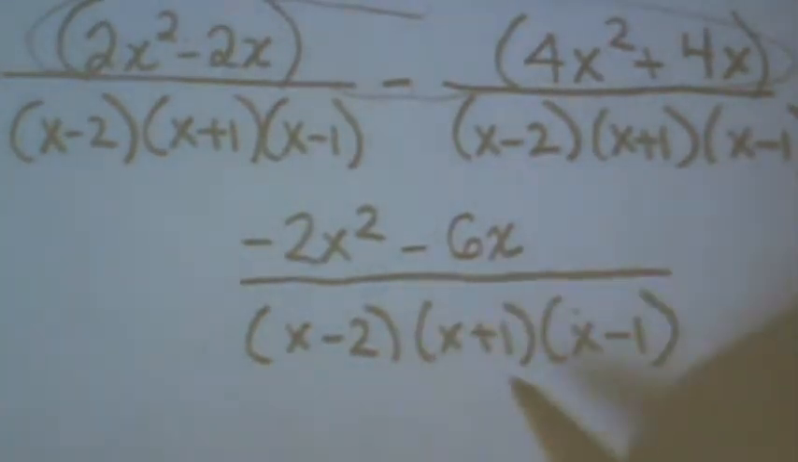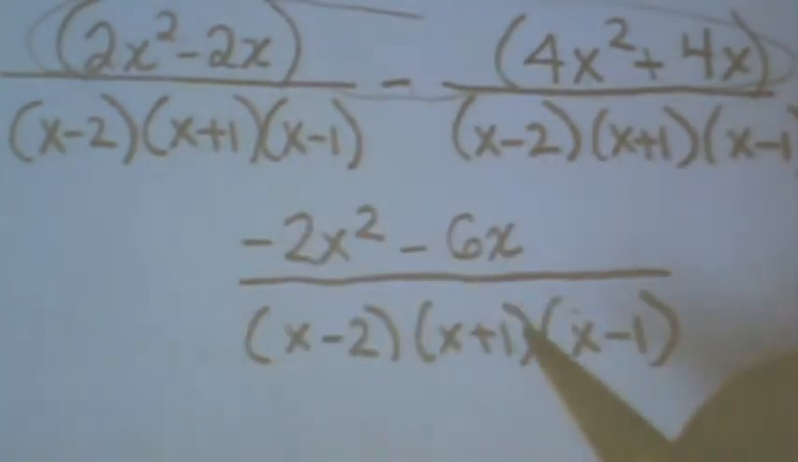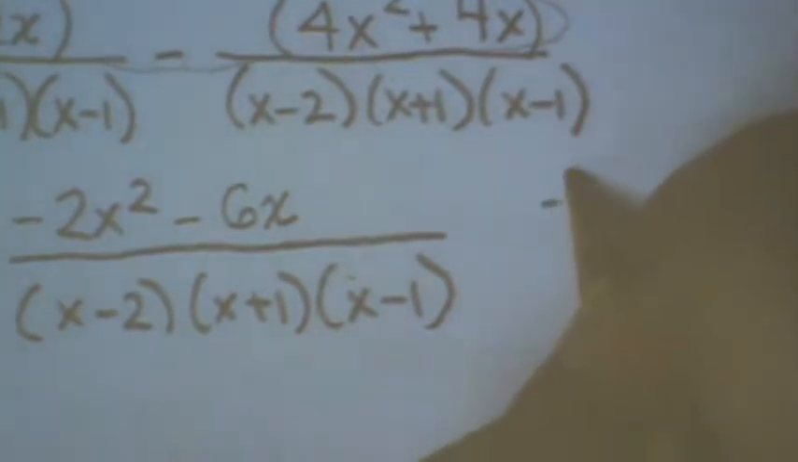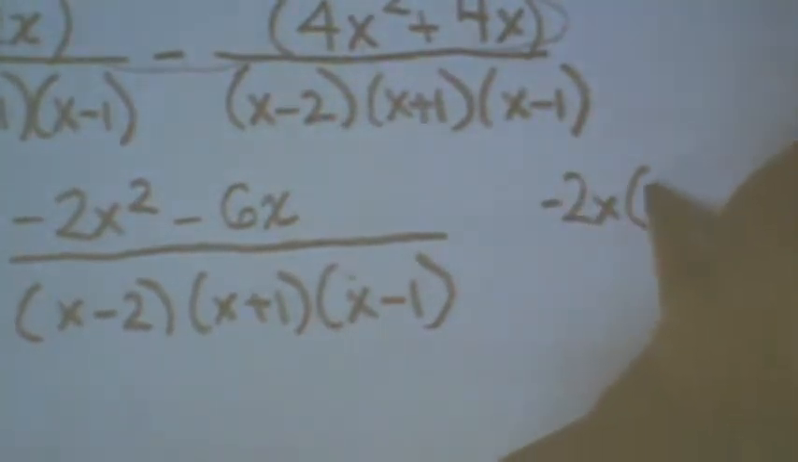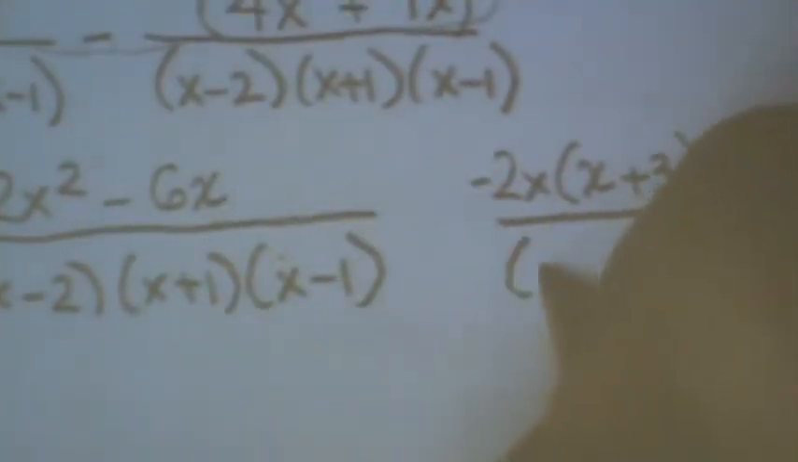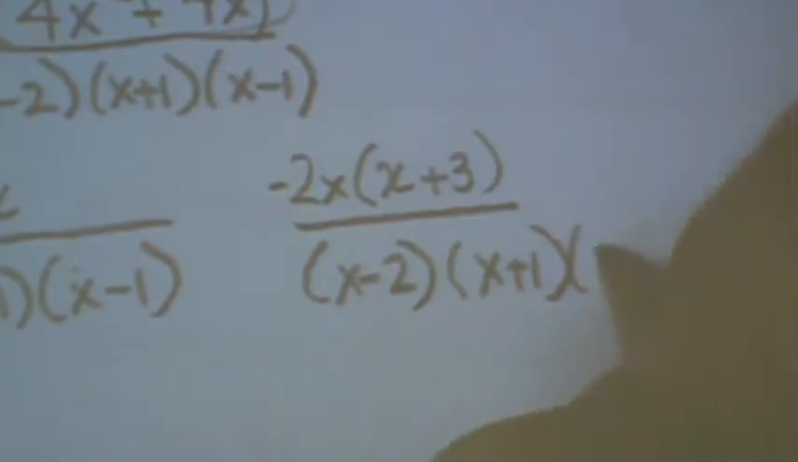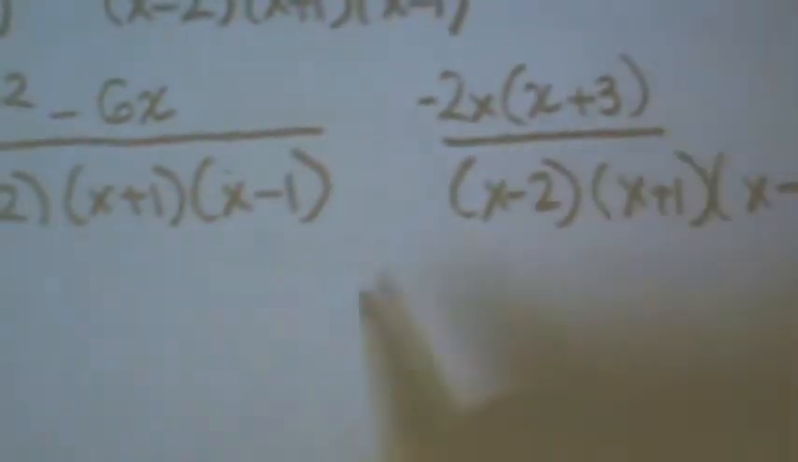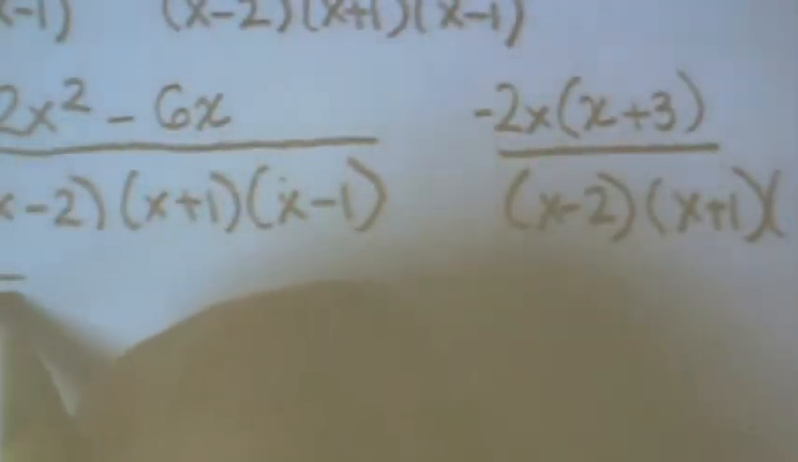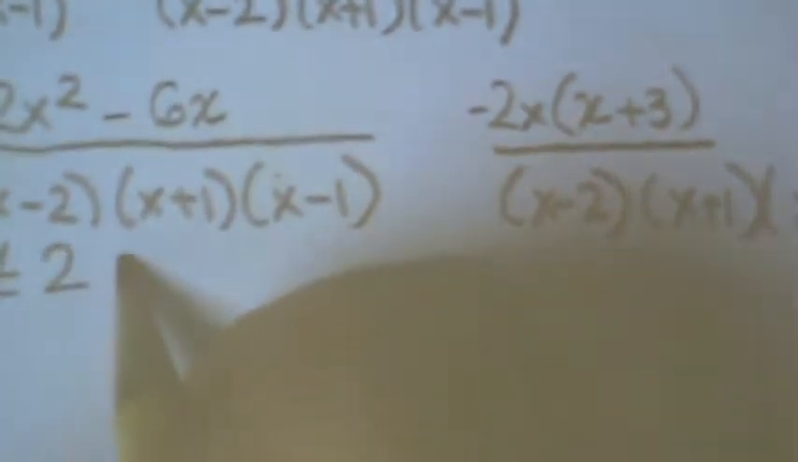If you wanna see what it looks like, we could simplify this numerator. You could take out a negative 2x, but there's nothing you can do. Can you state the restrictions? What can't x be? Positive 2, positive 1, negative 1.